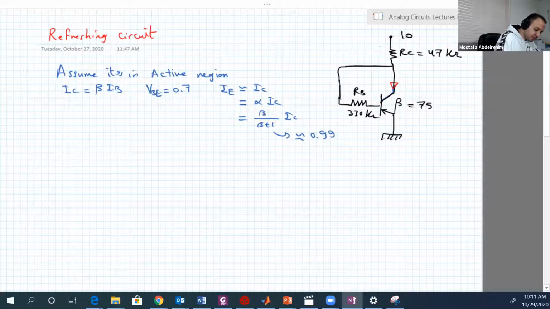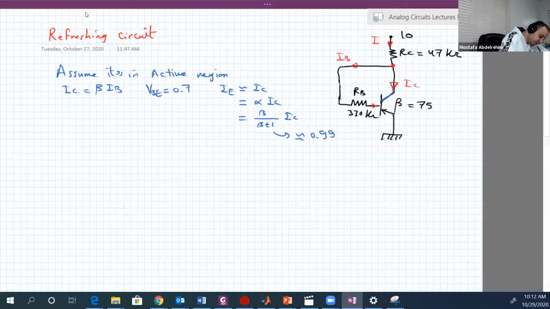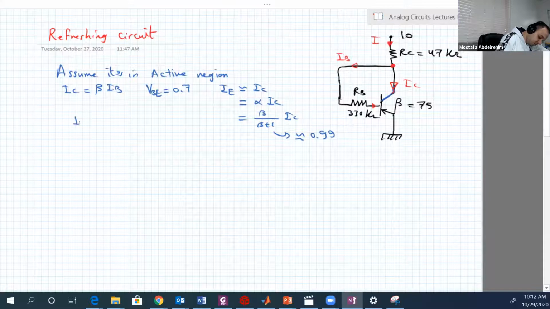Let's call it I. This is I, this is IC, and here is IB. IB is the one that is flowing into the base, and IC is the current that's flowing into the collector. Apparently this one here is not IC, so let's call it just I. But from this node, I is equal to IC plus IB.